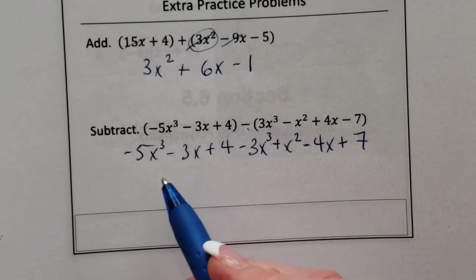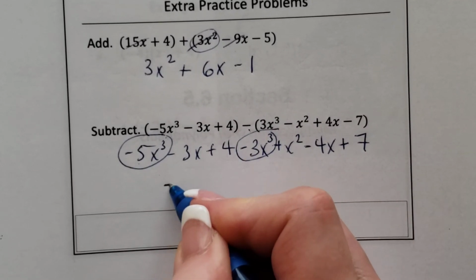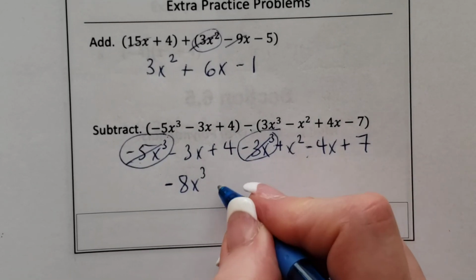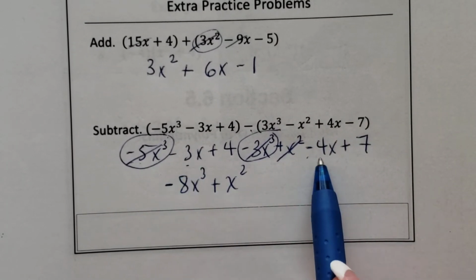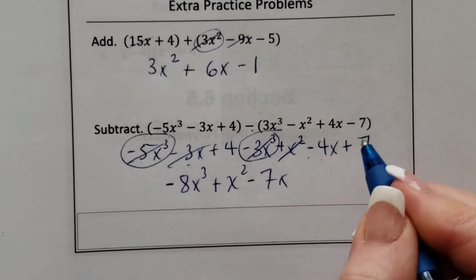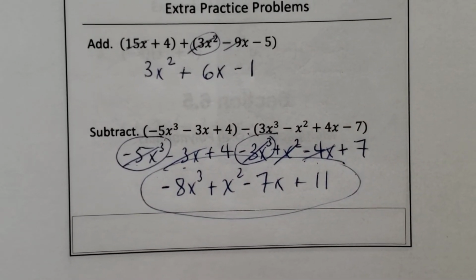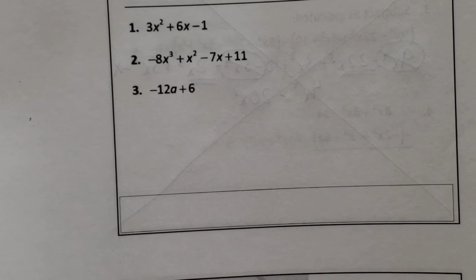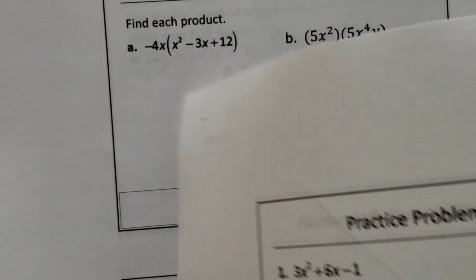So I'm going to combine my x to the thirds. So negative 5 minus 3 is negative 8x to the third plus 1x squared. And then I have negative 3x minus 4x is negative 7x. And then 7 plus 4 is 11. All right, hopefully you got what I got. Oh, there's the answers. Good. All right, moving on.